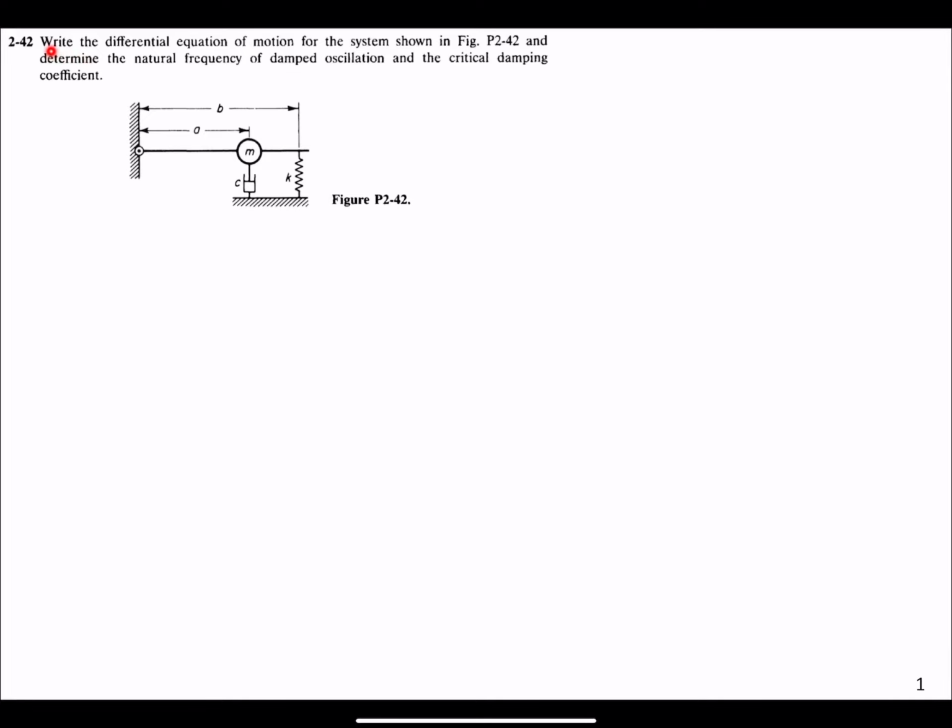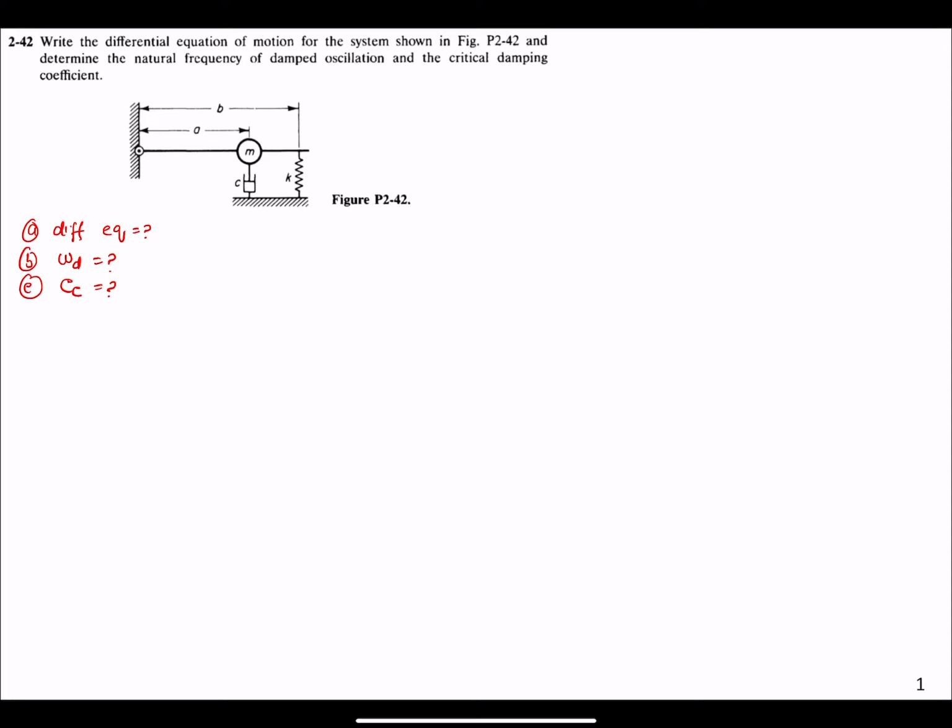What we are given is: write the differential equation of motion for the system shown. So we need to write the differential equation for this system, and then we need to find the natural frequency of damped oscillation. So part B is to calculate omega d, and part C will be to calculate the critical damping coefficient, Cc.